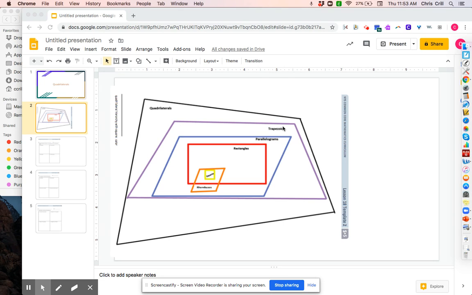So what's the difference between a parallelogram and a trapezoid? A parallelogram has to have two pair of parallel sides. So notice this side is parallel to this side, and this side is parallel to that side. So that makes it a little bit more special than a trapezoid.